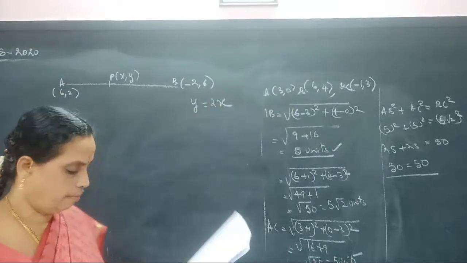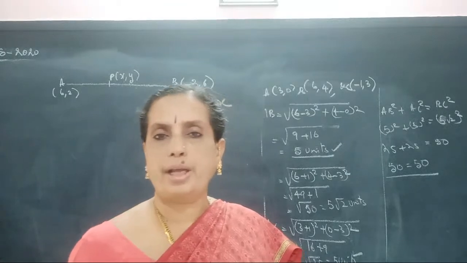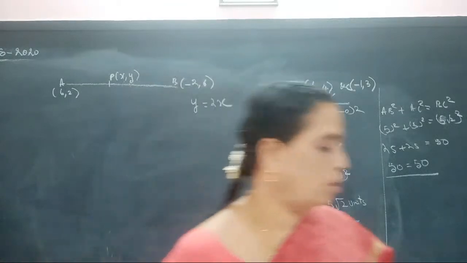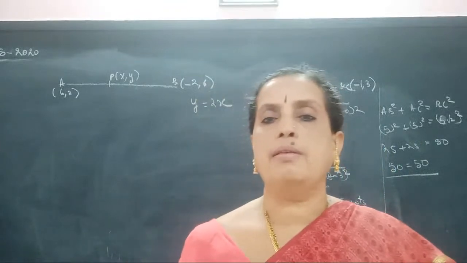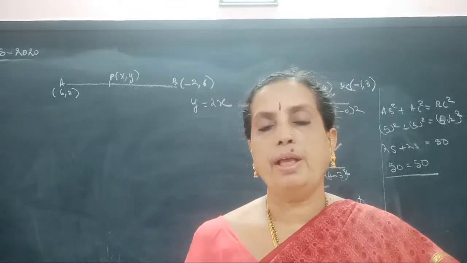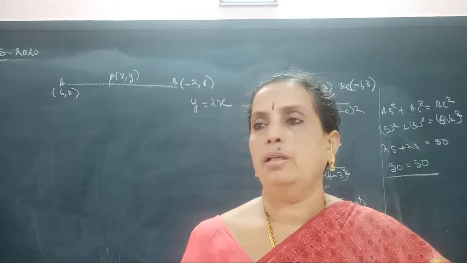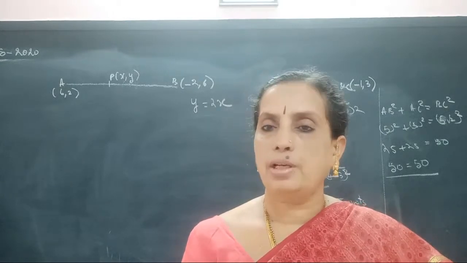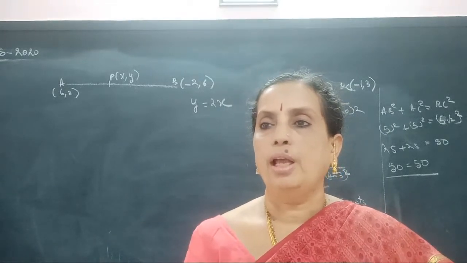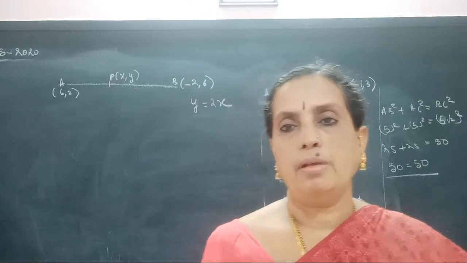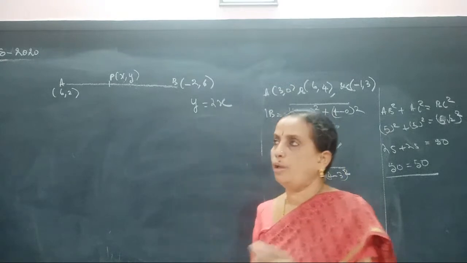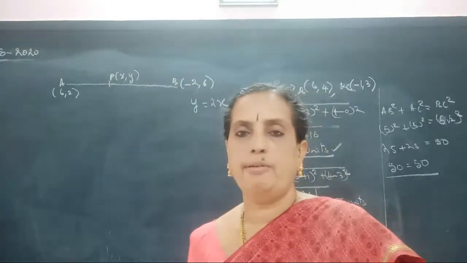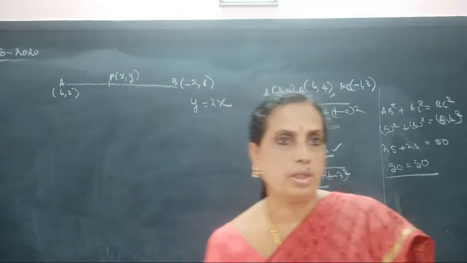Can you all try this? What condition you have to put? PA equals PB is given. PA square equals PB square. Then apply the distance formula, cancel out the x square and y square terms, and finally you should get this relation. I give 1 minute time. Later I will work with it. You try by yourself.